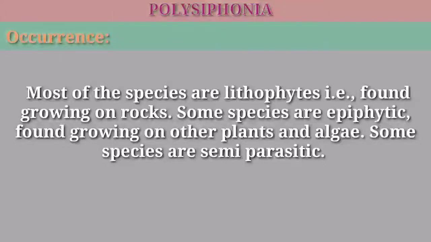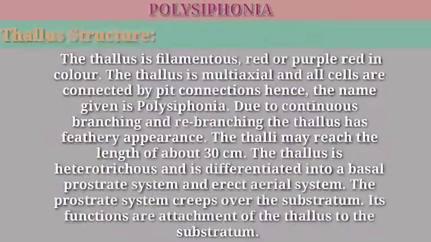Polysiphonia occurrence. Most of the species are lithophytes, i.e., found growing on rocks. Some species are epiphytic, found growing on other plants and algae. Some species are semi-parasitic.